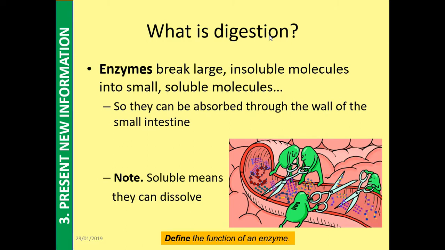Digestion is where enzymes take large insoluble molecules. Insoluble means that they cannot dissolve in a liquid, and turns them into small soluble molecules, and they need to be soluble, able to be dissolved, so they can be absorbed through the wall of the small intestine through the villi. An example of one of those large insoluble molecules is starch, and starch breaks down into the small soluble molecule that is glucose. Glucose is then soluble, so it can be dissolved in a liquid, and then it can be absorbed through that wall of the small intestine.